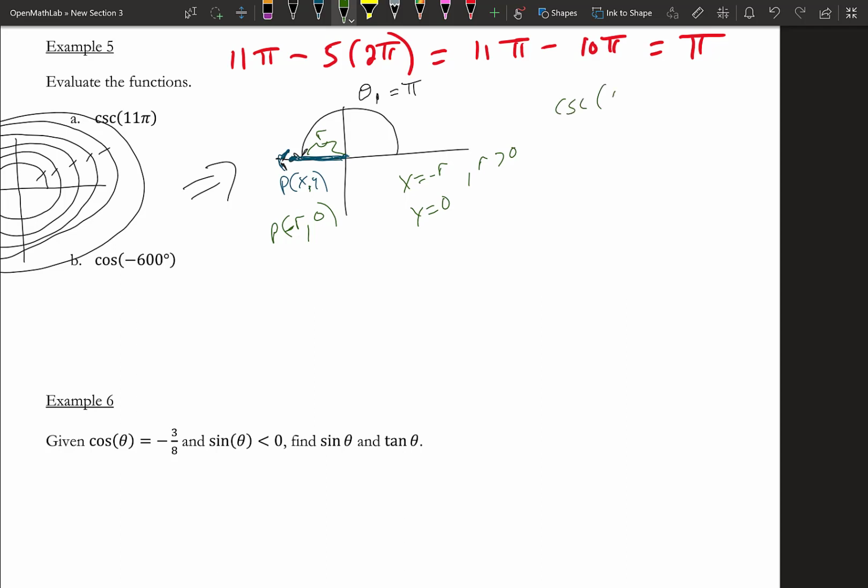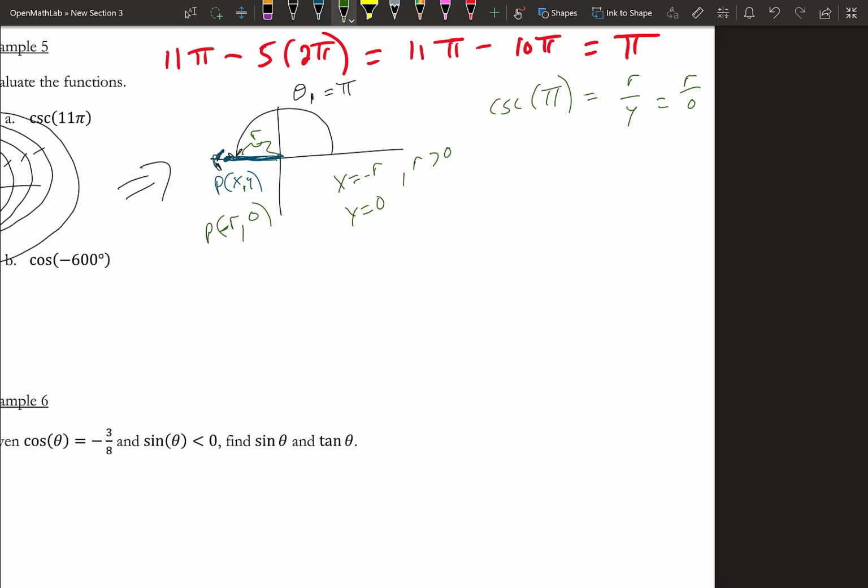Cosecant of pi is equal to r divided by y, which plugging in 0 for y, we would have r over 0, which is undefined, right? Because we can't divide by 0. So we don't have to worry about the sign here. It's just going to be undefined, right? So finally, we would just have cosecant of 11 pi is undefined.